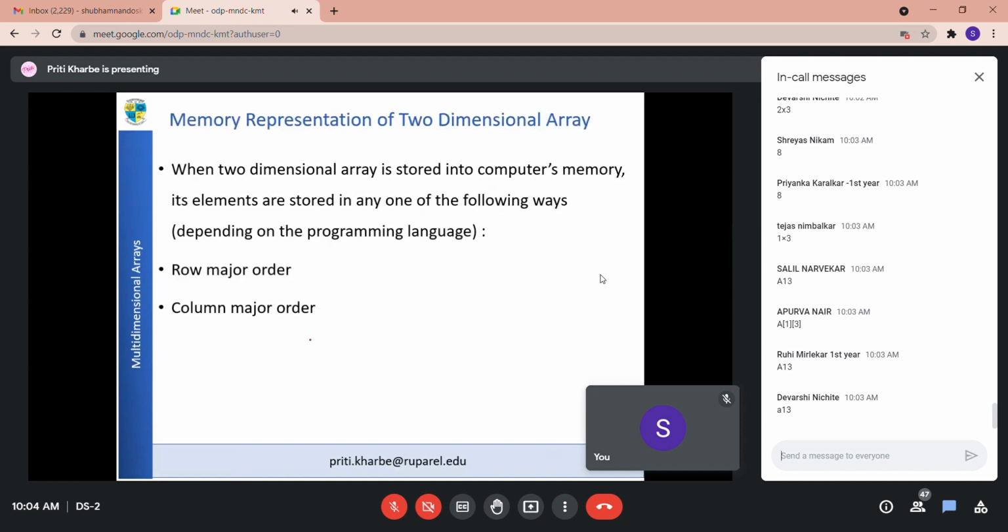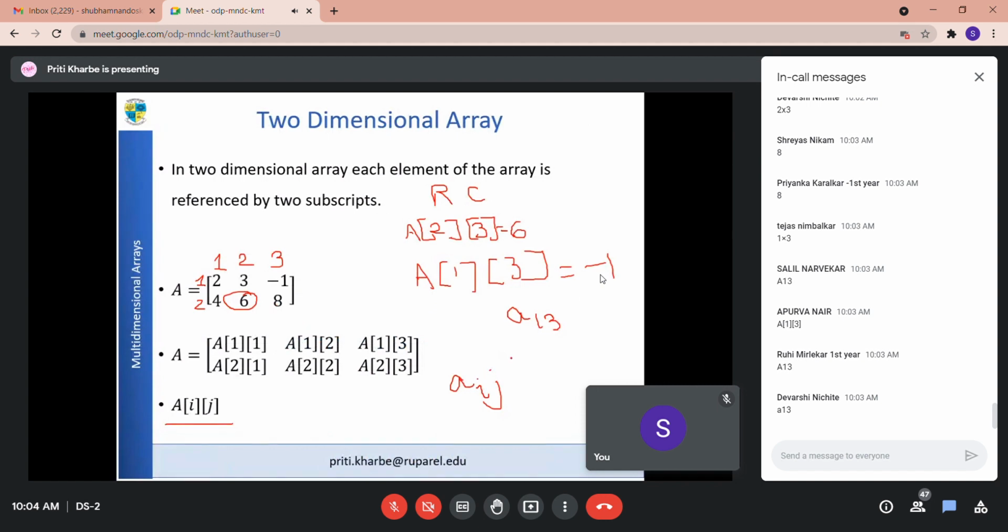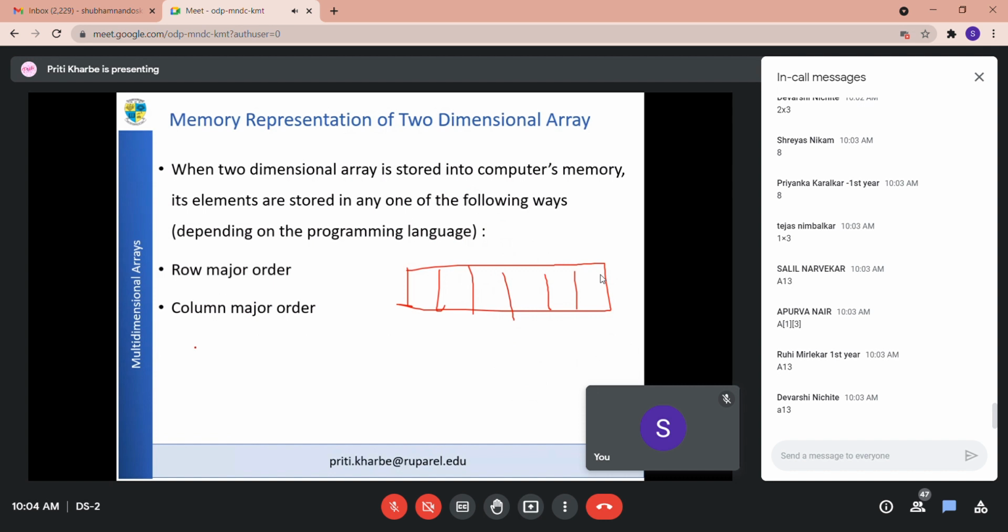So now, memory representation of two-dimensional arrays. Whenever we were talking about a one-dimensional array, I have always shown you a picture like this, just to give the idea that arrays are always stored in consecutive memory locations. But if I store this matrix which we have discussed, it is not like it will be stored like this in memory. No, a two-dimensional matrix I will also represent in one line only.